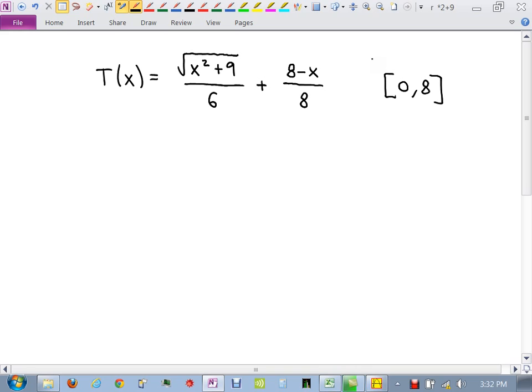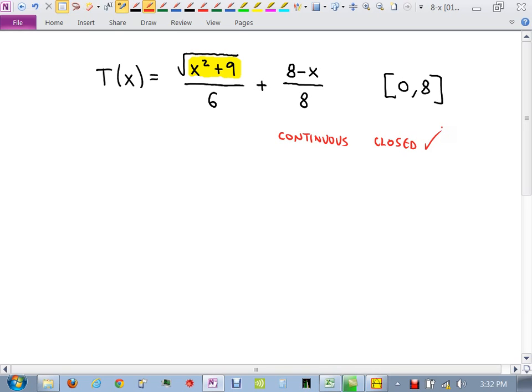Is that a continuous function on that interval? The only thing you have to worry about here is the square root of a negative number. Is that possible? No. Any number you square and add 9 is going to be bigger than 0. So you don't have to worry about negative numbers. There's no division by 0 here. So we are good, right? So continuous, closed.